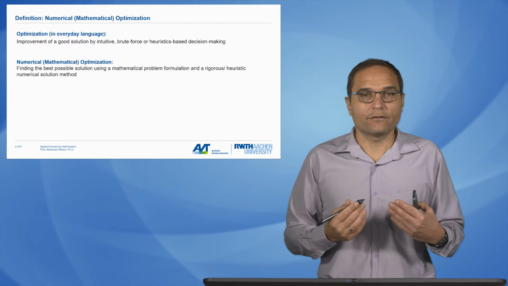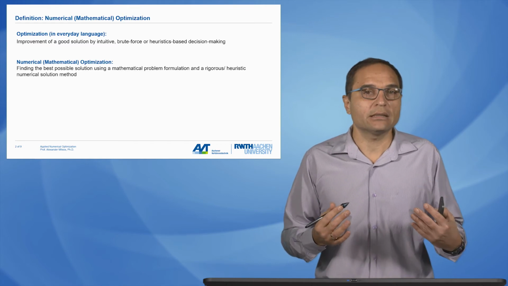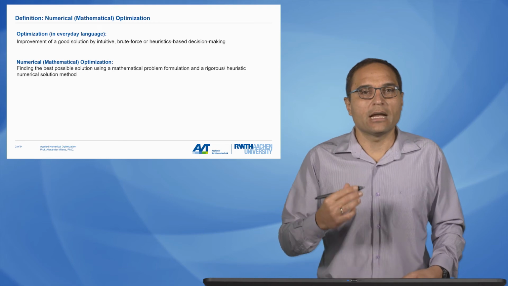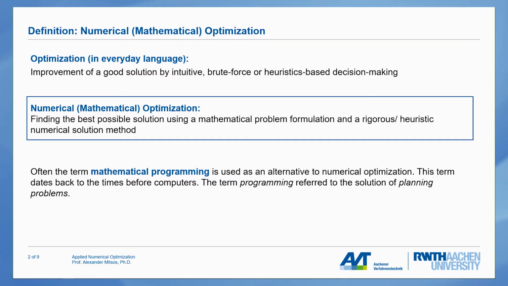This numerical solver may be rigorous or may be heuristic. Nevertheless, it's a numerical solver. And this is what we're going to be talking about in this course. Another term for numerical or mathematical optimization is mathematical programming. This was the traditional way of describing numerical optimization.